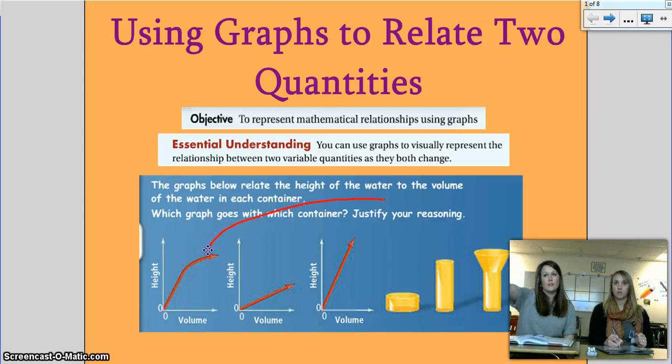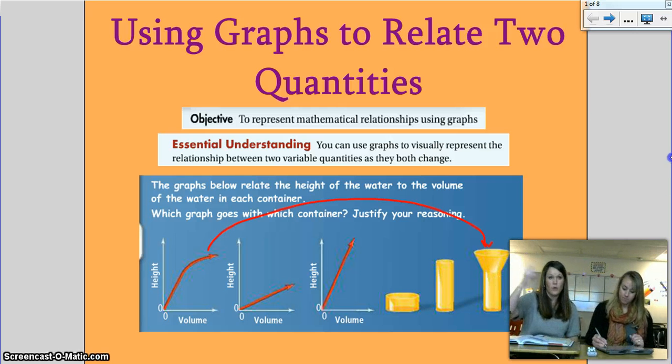So I'm guessing that goes with that one over there. Perfect. Because as I fill that up, it's gradually going up here. The cylinder part is going to fill up, and then the volume is going to increase because it opens up like this. But the height didn't get as high. Got it. So hopefully that makes sense to you.